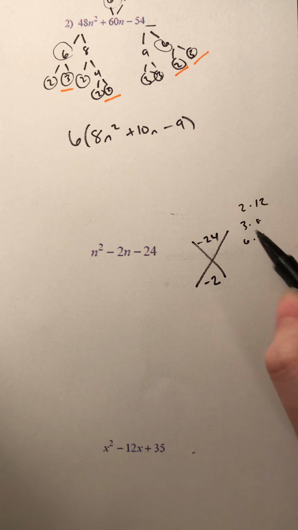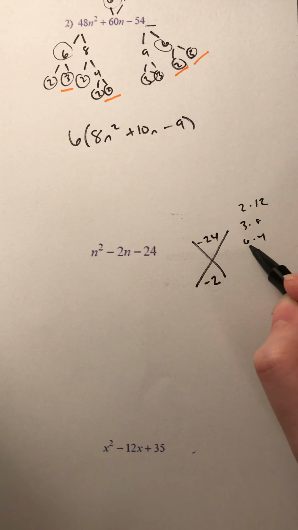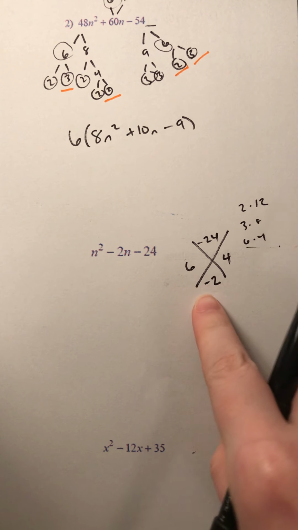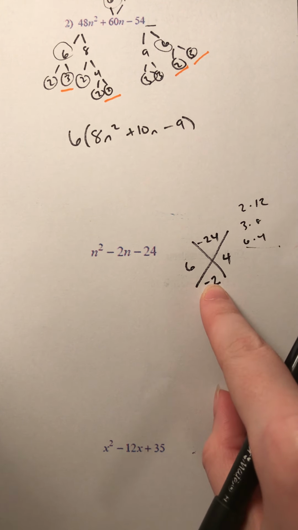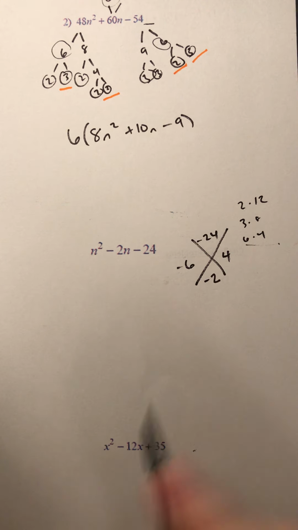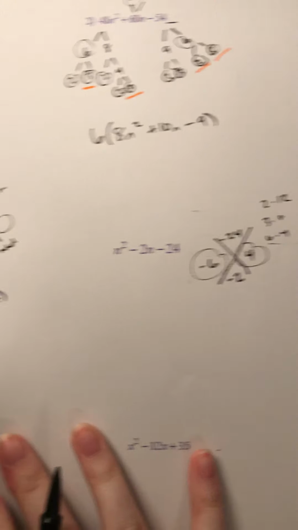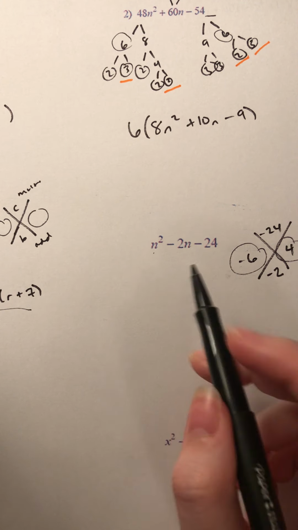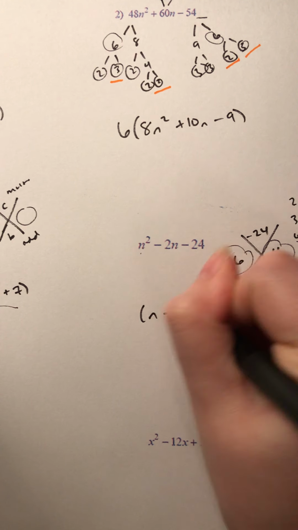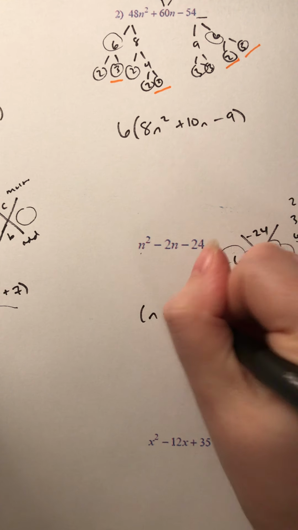Do any of these have a difference of 2? Yep, this one, right? So 6 times 4 is 24, but we need negative 2. So which one should be negative? 6 or the 4? 6. And so then your last step is these are your chunks. Whatever variable you use, this one used n. So your chunks are n minus 6, and your second chunk is n plus 4.